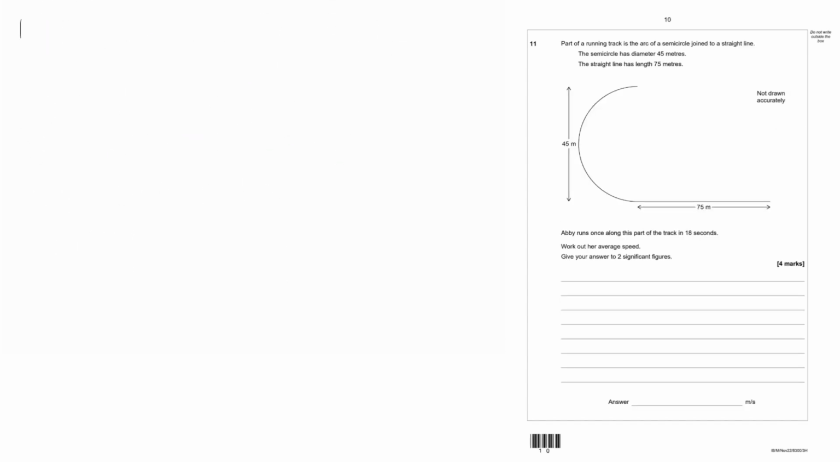Moving on to question 11. So here we have part of a running track, which is the arc of a semicircle joined to a straight line. We're told the semicircle has diameter 45 meters and the straight line has length 75 meters. We're told Abby runs once along this part of the track in 18 seconds and we want to know her average speed. So what we want to know first is going to be the total distance.